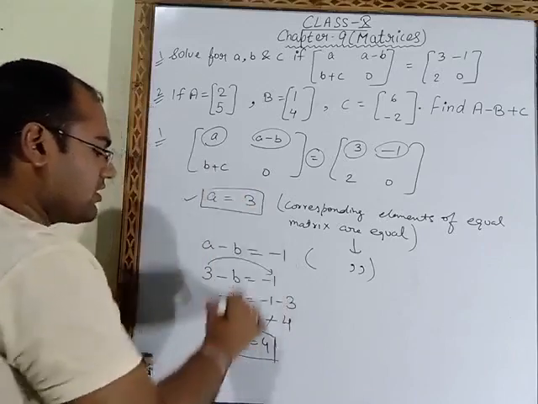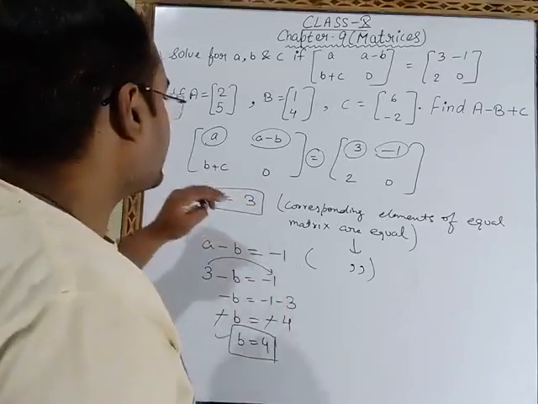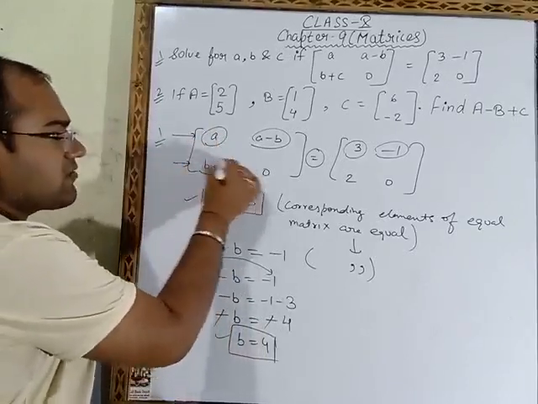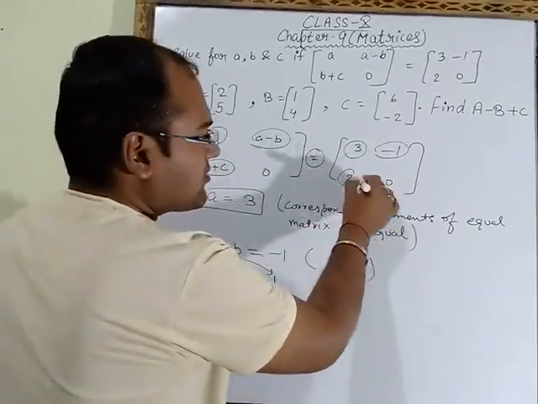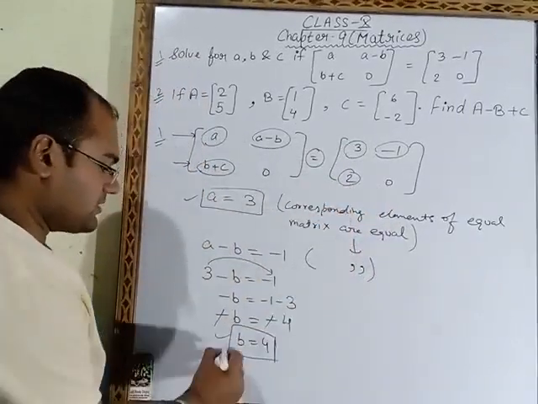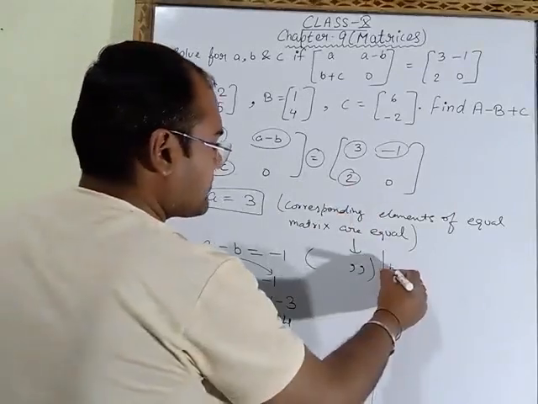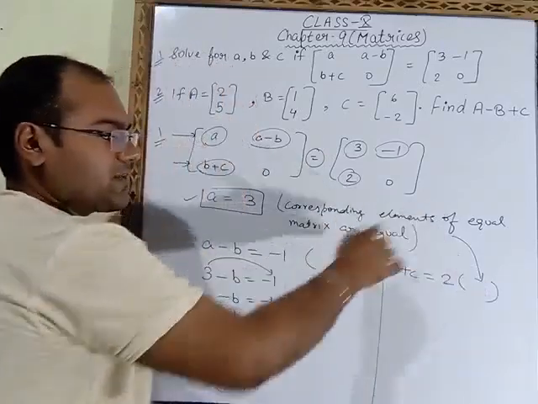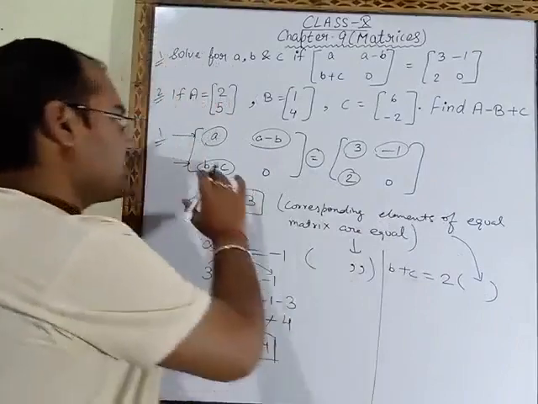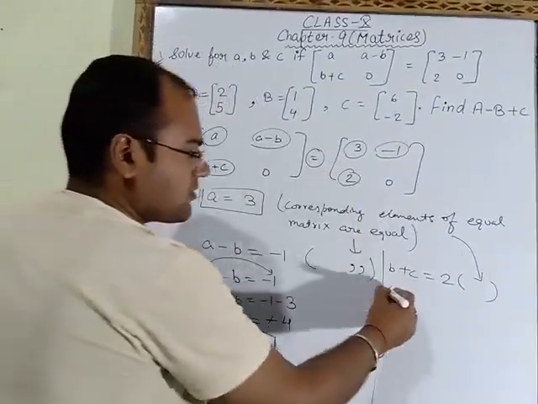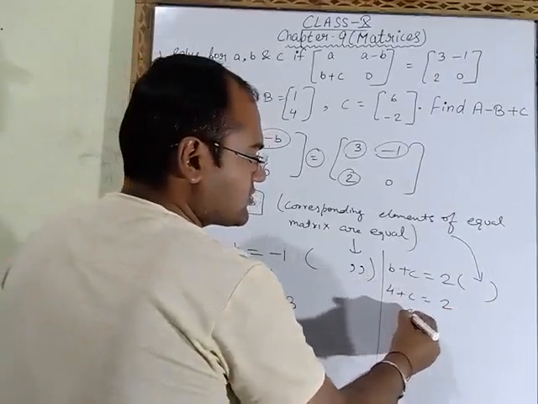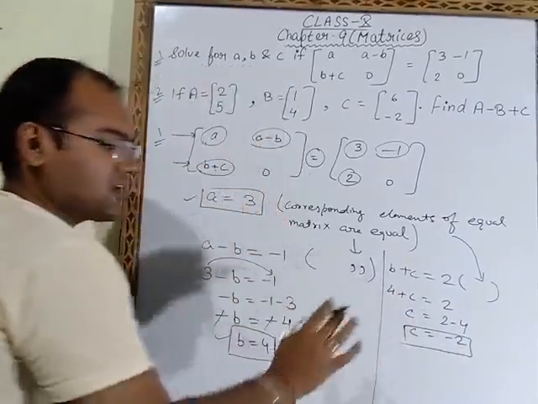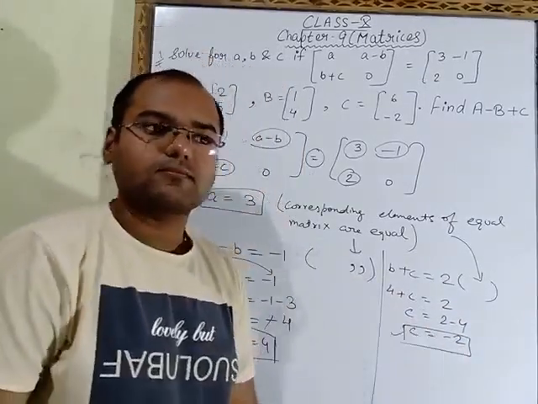So we got the A answer, we got the B answer. Now the C answer. Here this is the first row, this is the second row. In the second row, first element, and in the matrix, in the second row, first element is 2. That means you will say that B plus C is equal to 2. The reason is the same as we have written here: corresponding elements of equal matrices are equal. B answer is 4. 4 plus C is equal to 2. So C is equal to 2 minus 4. The answer is minus 2. So C answer is minus 2.